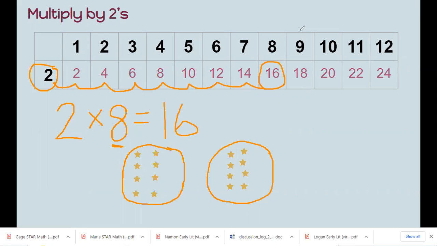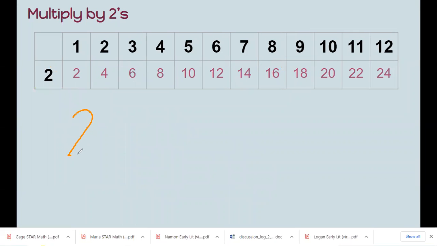I want to show you one more using just the multiplication chart and not the circles and stars. So if I have 2 groups of 10, I want to find out how many altogether. And I want to use just my multiplication chart. I can do that. I'm doing multiples of 2, right? So my factor is 2. My other factor is 10. So I'm doing 2 groups of 10. So that means I'm going to find my factor of 2, and I'm going to jump 10 times.